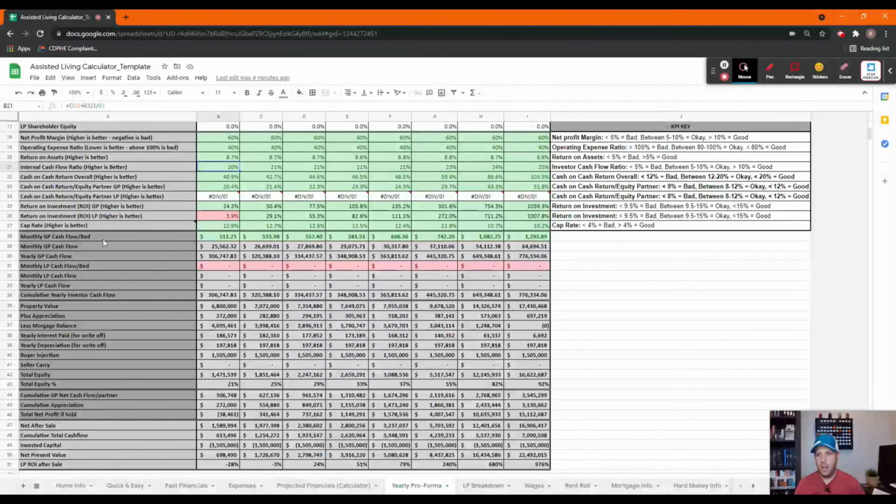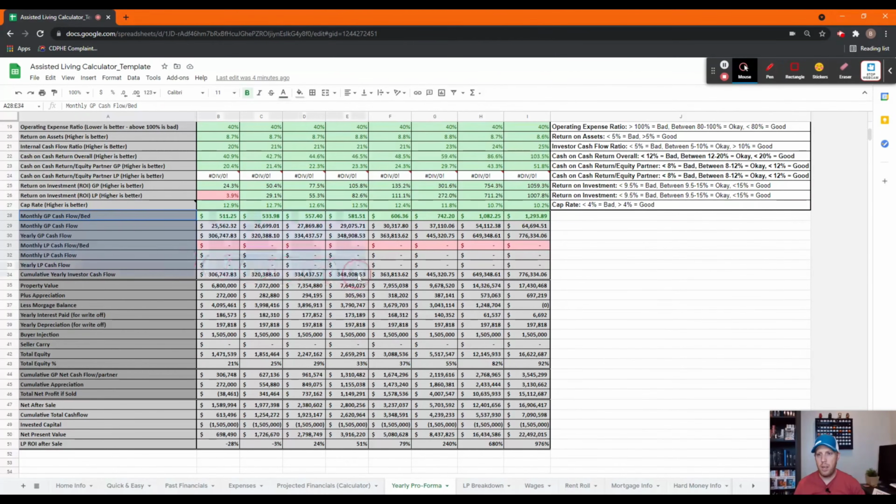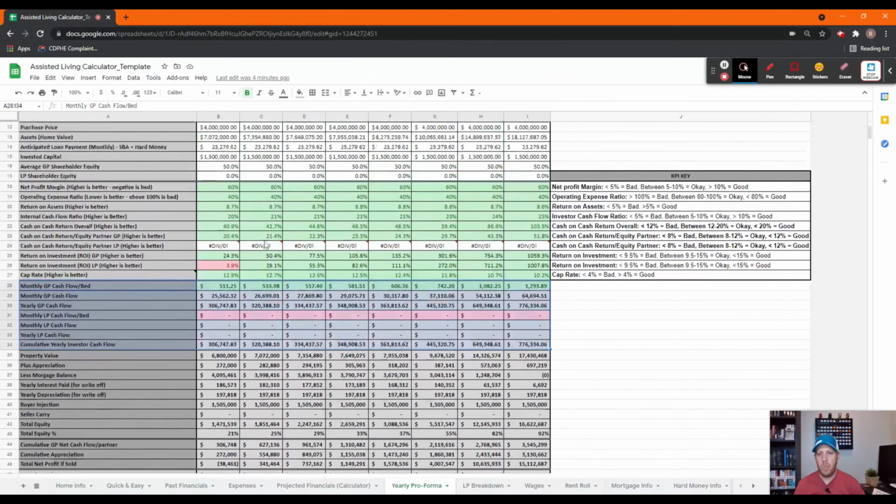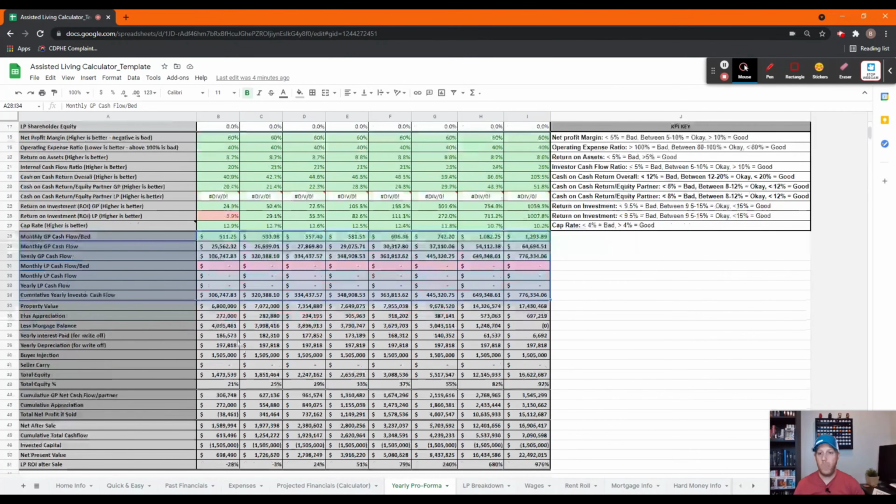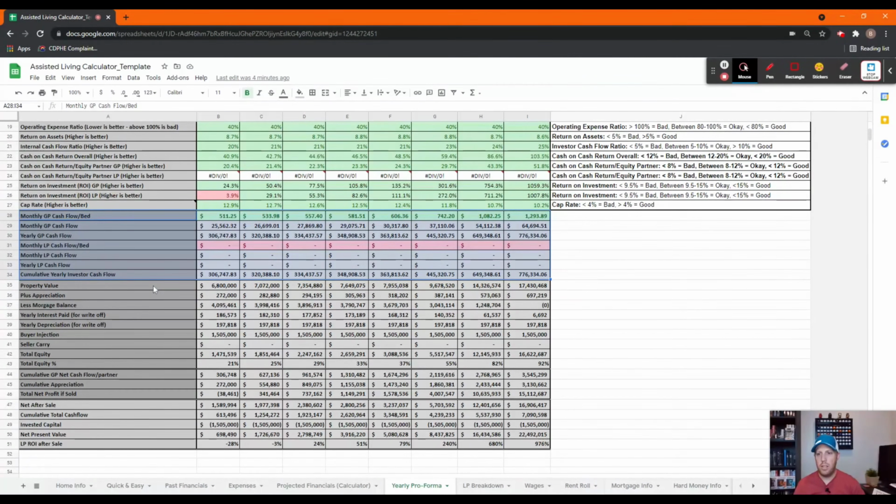So getting down into here, these are breakdowns of cash flows for the general partners and the limited partners, again, based off of the equity percentages that each has, what those projected cash flows are to each of those groups and how they work. And then the cumulative yearly cash flow. So you can get a feel for what that's looking like. And then right here is property value.